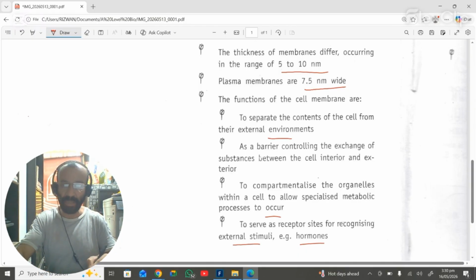And the last important function of the cell membrane is to serve as receptor sites for recognizing external stimuli, for example, hormones. So they behave like the eye of the cell, which recognizes the external stimuli. For example, hormones are given as the example here.